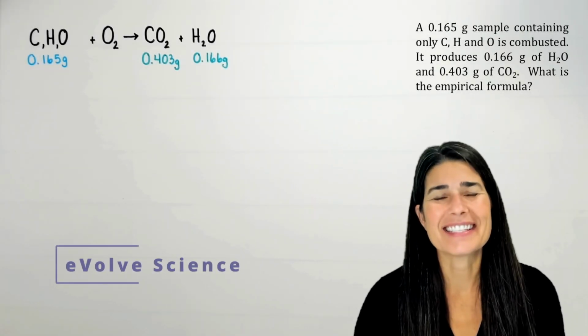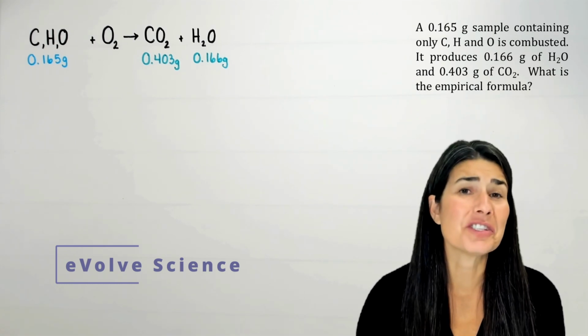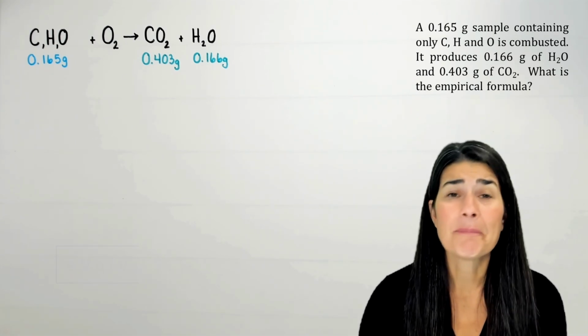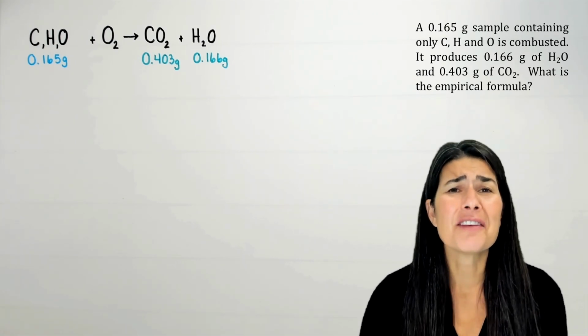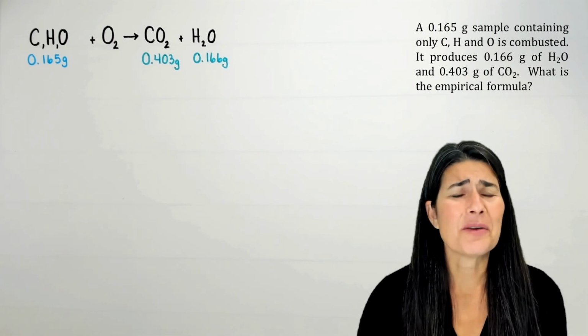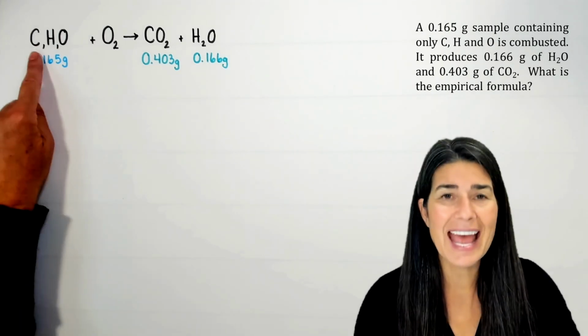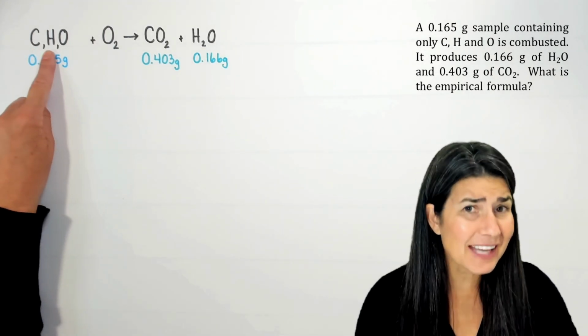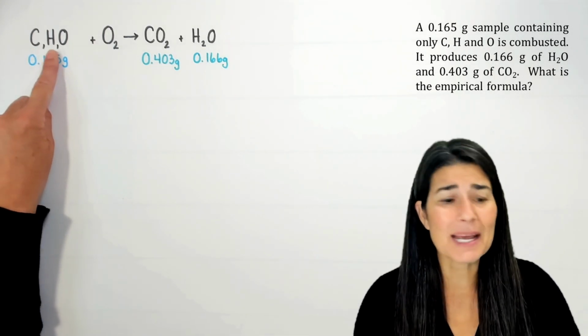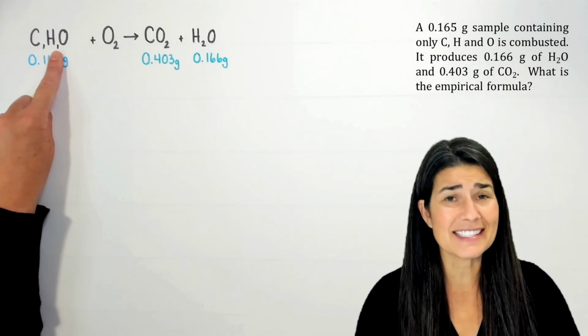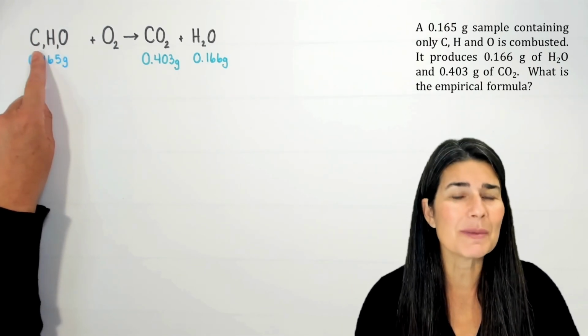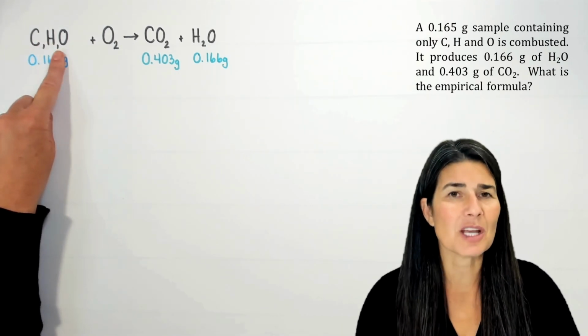Combustion analysis is sometimes a process which is used in order to determine the empirical formula of hydrocarbons. Now, what do I mean by a hydrocarbon? I mean a compound that has carbon and hydrogen in it. It sometimes has oxygen, but it's not necessary. It's built on carbons and hydrogens, sometimes oxygens.